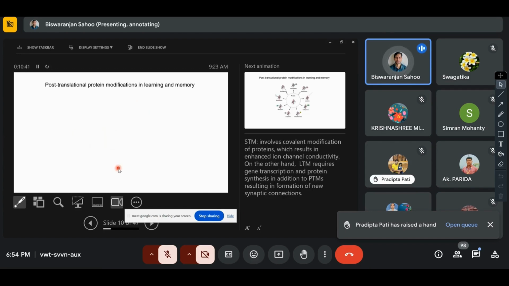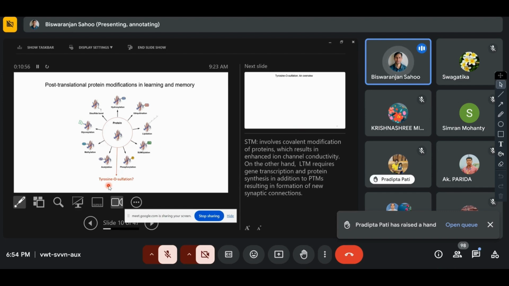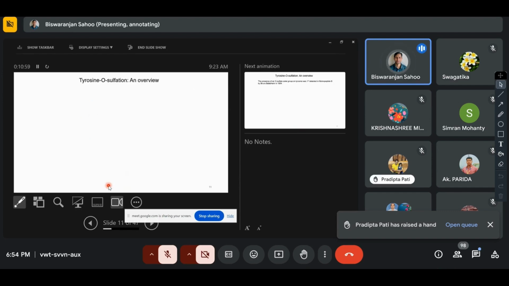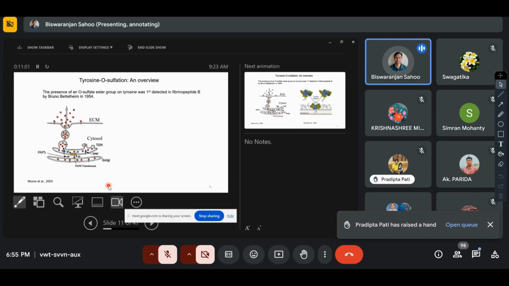Sir has already introduced this, so I'll skip this slide. There are different types of post-translational modification that are helpful in learning and memory. The most important are phosphorylation and acetylation, but nothing was known about the role of tyrosine sulfation in memory. I'll just explain where the sulfate group comes from in the biological system. There is a molecule called PAPS, phosphoadenosine phosphosulfate, the universal donor of the sulfate group in biological systems.